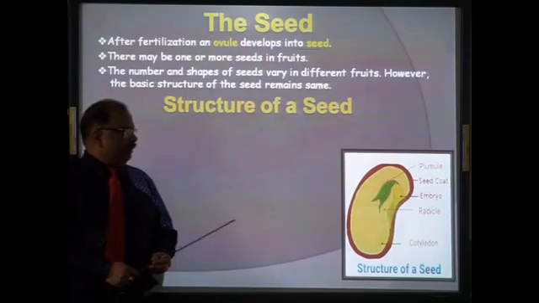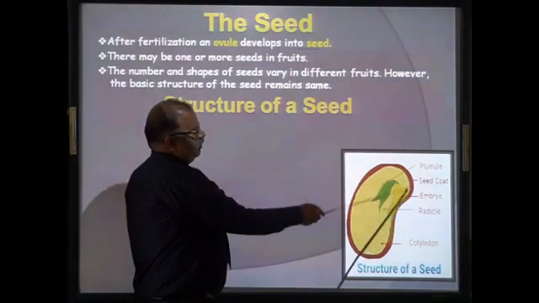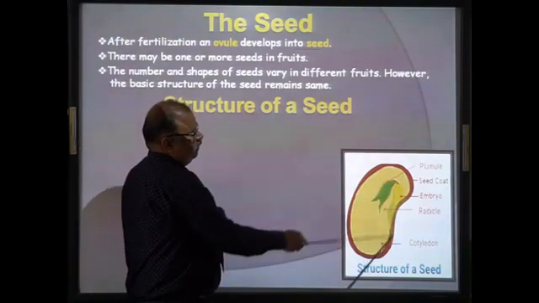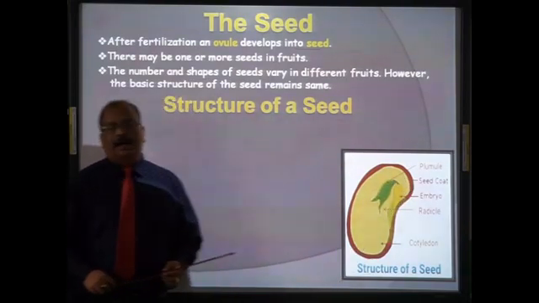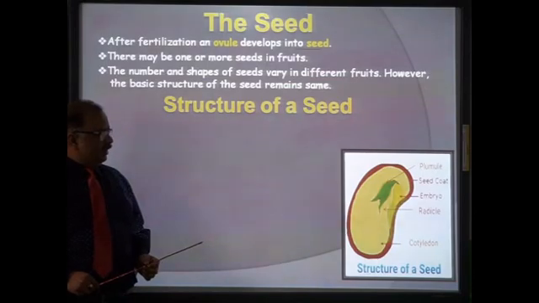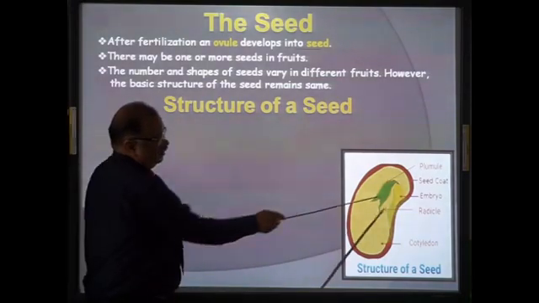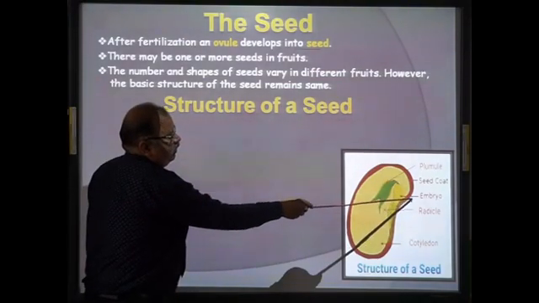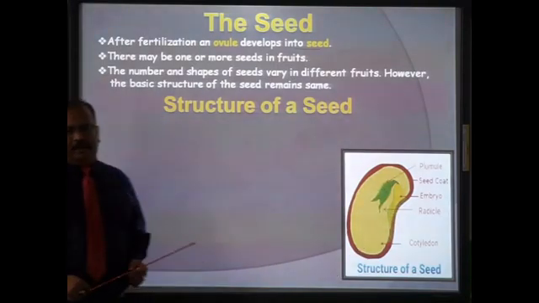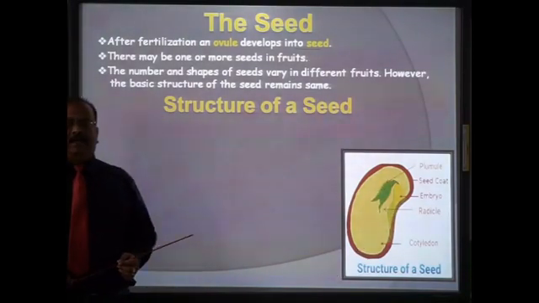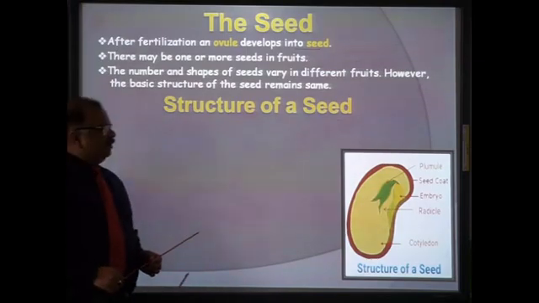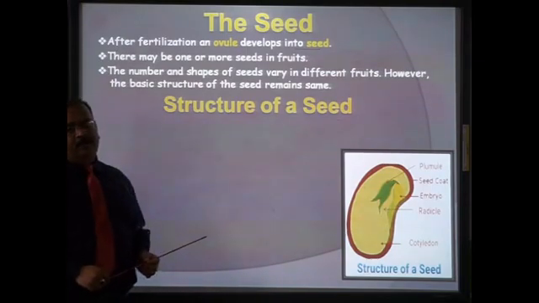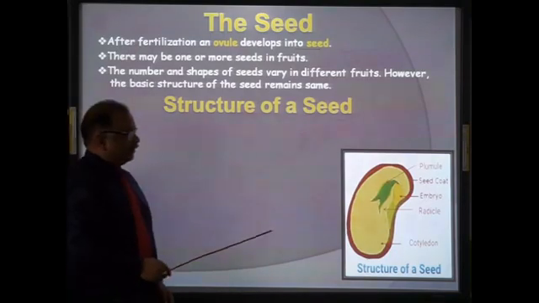Now look at this diagram. This brown covering, do you see here? This is called the seed coat. This is the hard covering which protects the seed. It has got a baby plant, this one, which we call embryo. Okay? Embryo is the baby plant. Till now, in primary section, you were told it is a baby plant. Now, you know the term embryo.